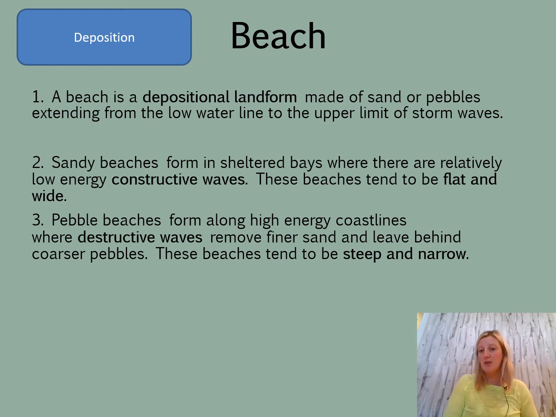In contrast, we have pebble beaches, which tend to form along higher energy coastlines. And that's because destructive waves tend to remove the finer sand from the beach. So remember those destructive waves, the backwash is stronger than the swash. So the backwash is taking all that smaller sediment back out to sea and just leaving the larger pebbles that it doesn't necessarily have the energy to remove. So these pebble beaches tend to be very steep and narrow.